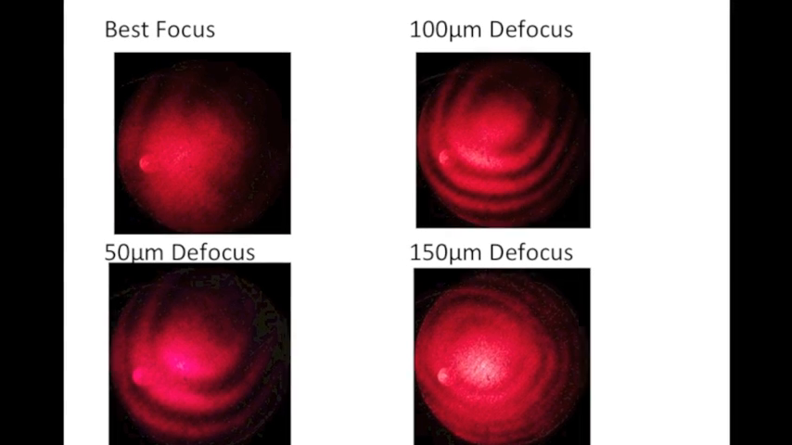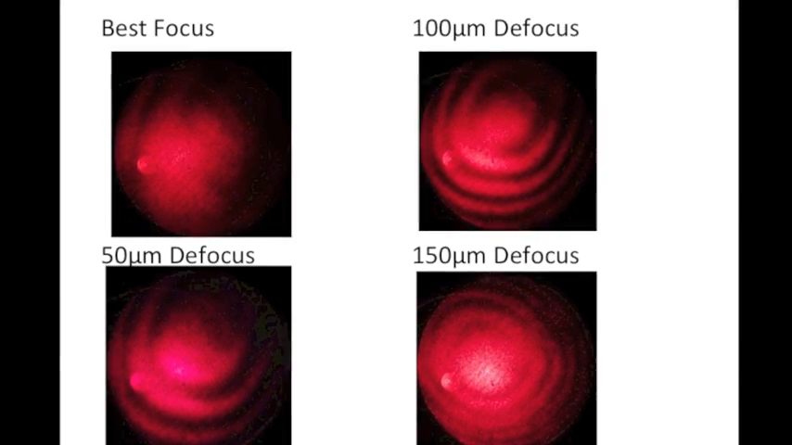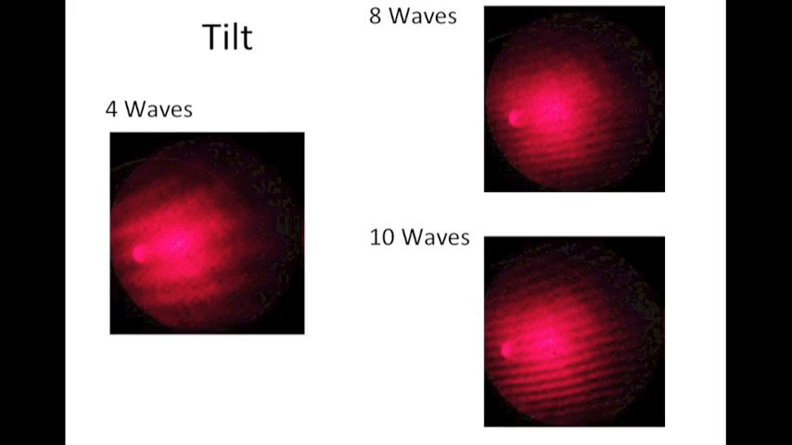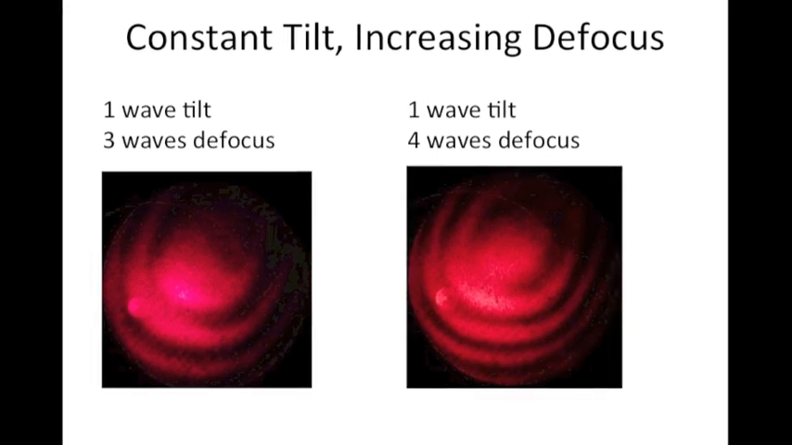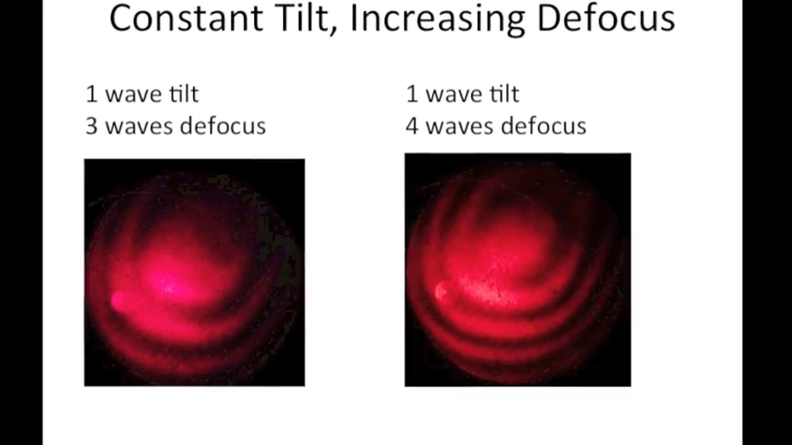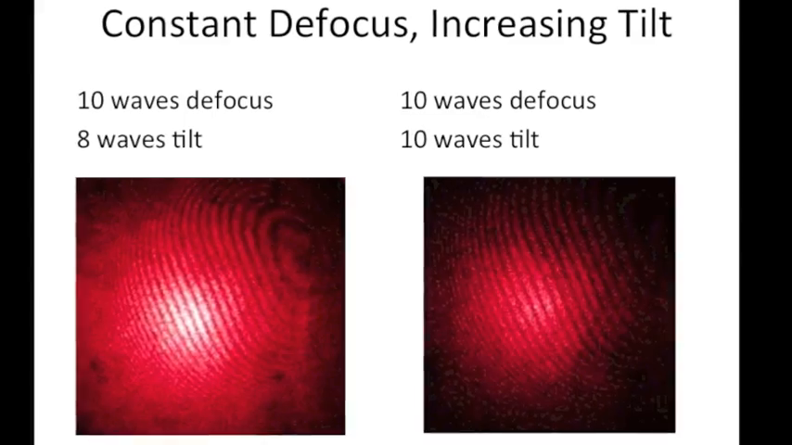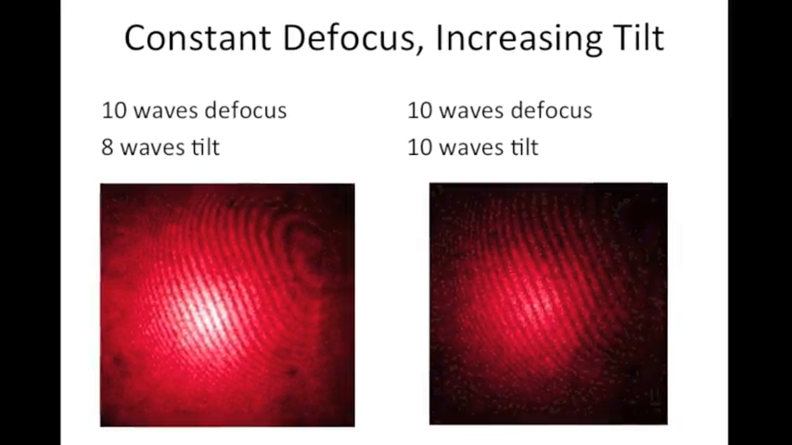These fringes represent various defocus positions. As defocus increases, the number of concentric fringes also increases. When tilt is introduced at best focus, linear fringes appear and increase with increasing tilt. When tilt is introduced at constant defocus, the center of the fringe pattern moves off axis. When defocus is introduced at constant tilt, the center of the fringe pattern stays in place, while the number of concentric fringes increase.